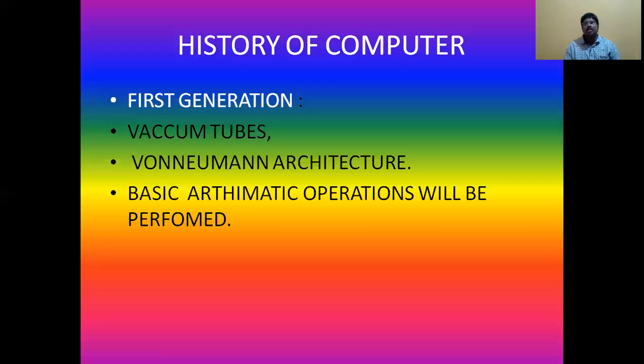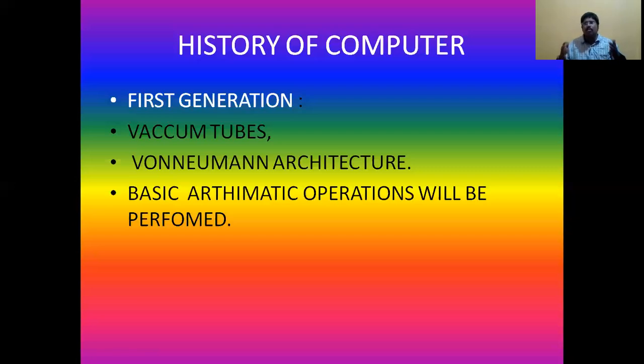What is the third point mentioned here? Basic arithmetical operations will be performed. That means the first generation computers perform only basic operations, only arithmetical and logical operations. In this first generation, they used vacuum tubes, and this is the third thing I have to explain to you more: here von Neumann architecture is being used.